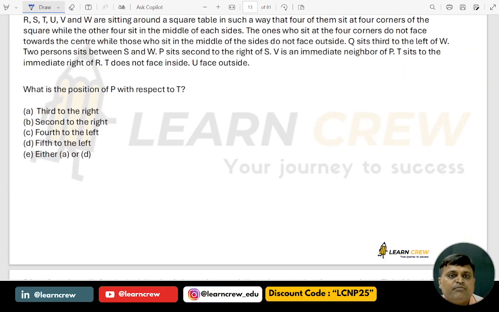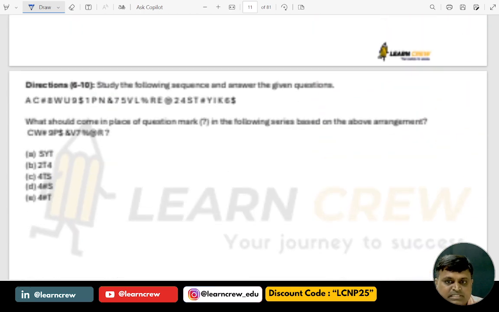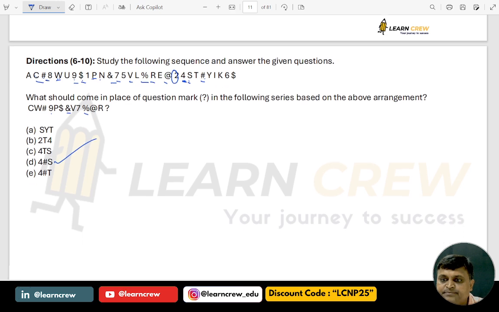What is the position of P with respect to T? So what is the answer? What is the position of P with respect to T?